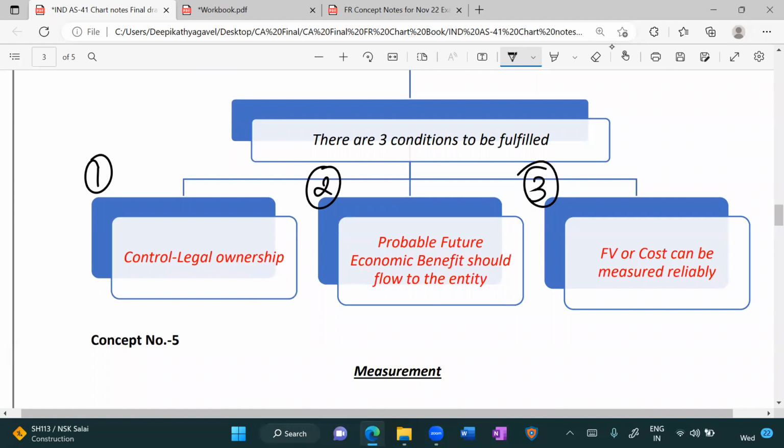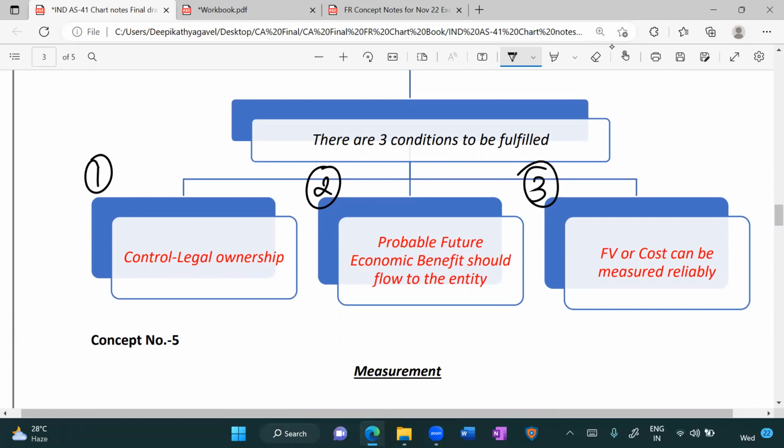What are the three conditions? First, you should have legal ownership. There should be control. There should be legal ownership over that biological asset or agricultural produce. Second point, as I always tell, there should be a probable future economic benefit that you should be arriving from that particular biological asset or agricultural produce. First point is what? There should be control. I should have legal ownership over that particular biological asset or agricultural produce.